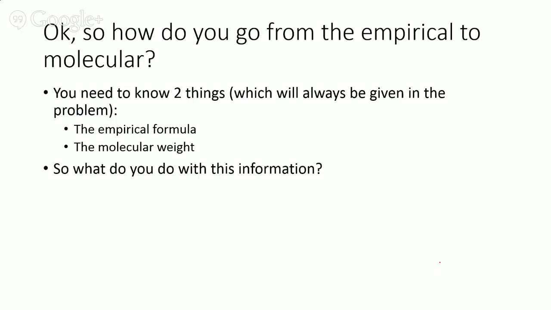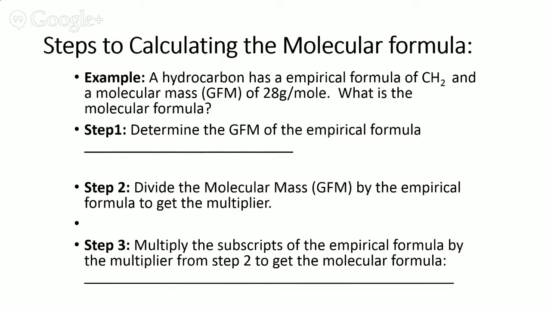Okay, so how do you go from empirical formula to molecular formula? Well, you'll need to know two things, which will always be given in the problem. You need to know the empirical formula and you need to know the molecular weight. They'll tell you both of those things in the problem. So what do you do with this information? Here's an example. A hydrocarbon has an empirical formula of CH2 and a molecular mass of 28 grams per mole. What is the molecular formula?